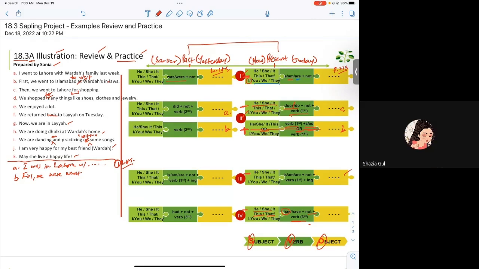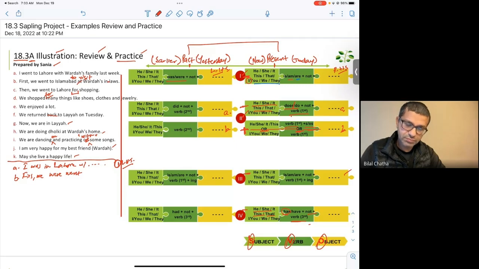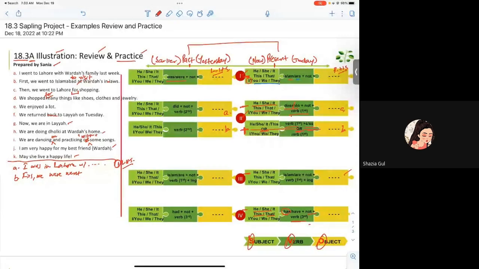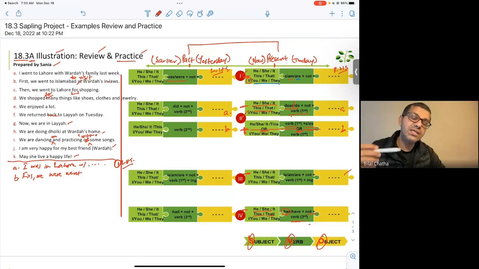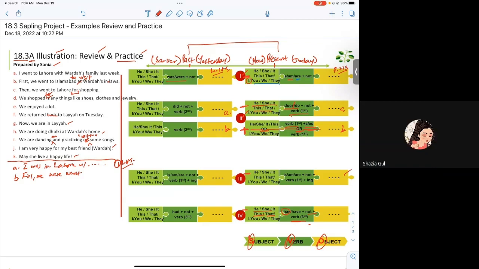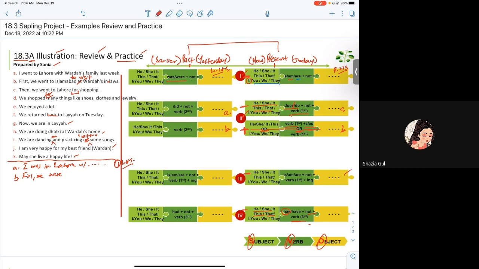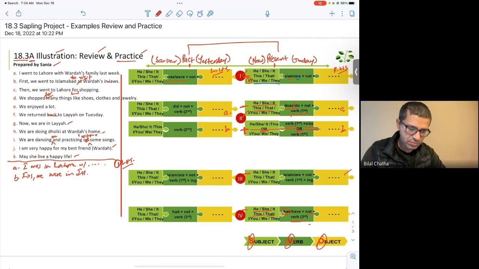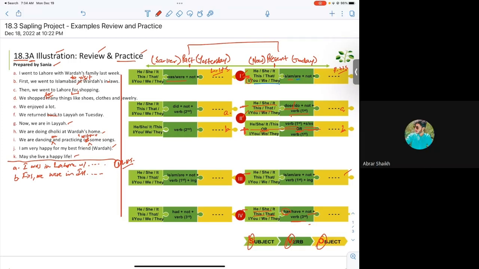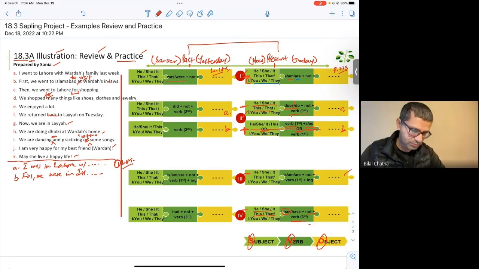Now you have these one, two, three, four structures. So what will it be? We were going. No. In sentence A, you replaced I went to Lahore with I was in Lahore. Yes, sir. The same logic applies here. First, we were in Islamabad. Okay, Abrar, do you have a different suggestion? Sir, I was saying the same. Okay, go ahead. Sir, we were in Islamabad to visit Varda's in-law. Okay, very good.